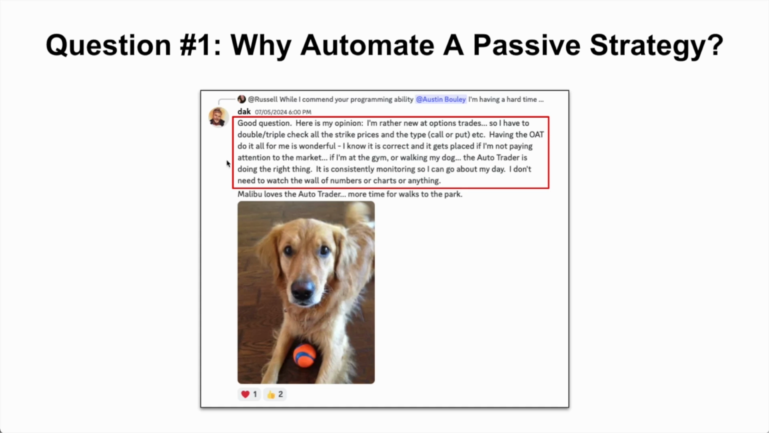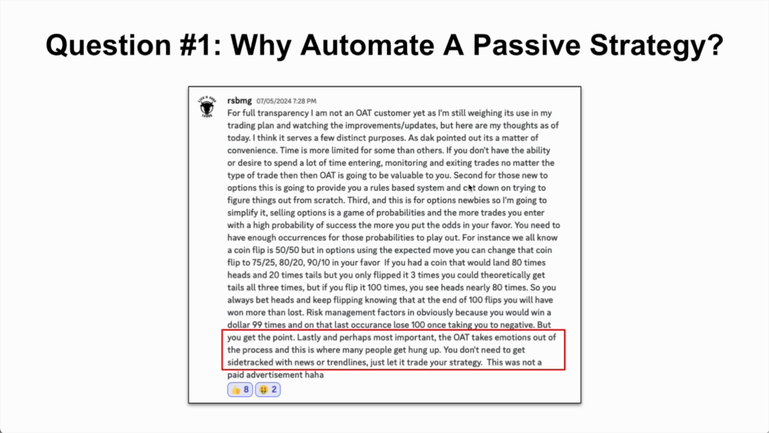Having the options auto trader do it all for me is wonderful. I know it is correct, and it gets placed if I'm not paying attention to the market. So if I'm at the gym or I'm walking my dog, I know the auto trader is doing the right thing. It is constantly monitoring so I can go about my day, and I don't need to watch the wall of numbers or charts or anything. So if you're tired of looking at a wall of numbers and charts and just want to enjoy your free time with your pet, with family, outdoors, this is the tool for you.